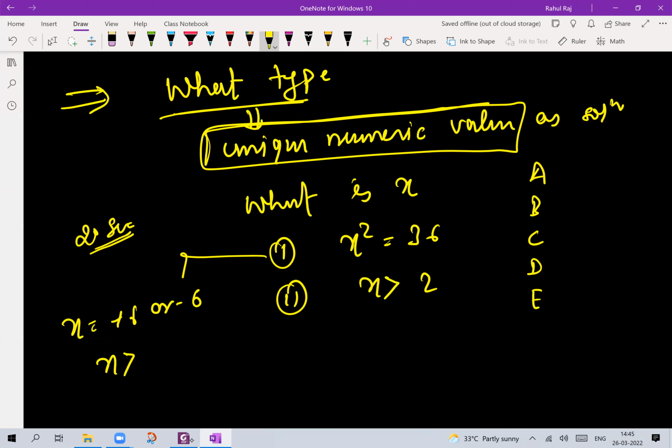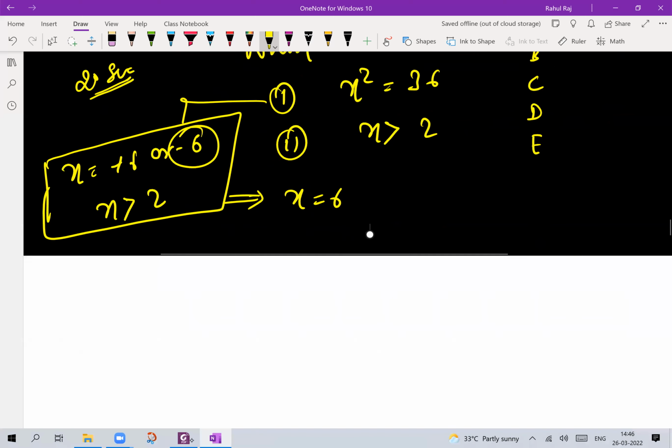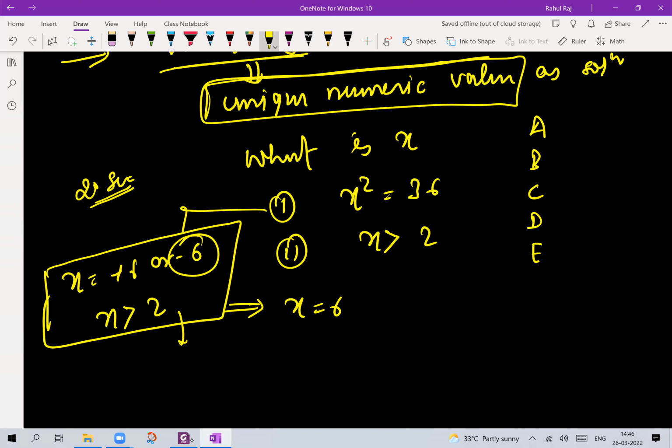Option number 2, x greater than 2, there are multiple possible values. This is not sufficient. When I combine, I get x is equal to 6. Minus 6 is discarded because x should be greater than 2. This is the place where you can't argue with me saying, x greater than 2 means 3, 4, 5, 6, 7 to infinity, anything is possible. That is possible independently. When you are looking into this statement separately, x is greater than 2, multiple values are possible, not sufficient.